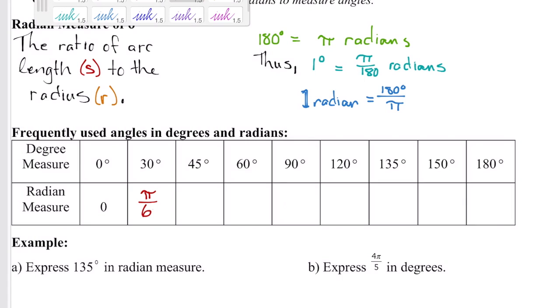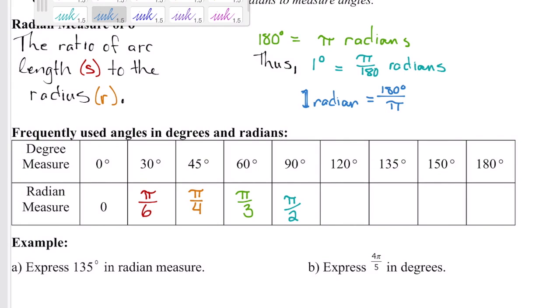When it comes to 45 degrees, we do the same situation. So 45 times pi over 180 ends up being pi over 4. So 60 times pi over 180 is going to give us pi over 3. 90 times pi over 180 is going to give us pi over 2.